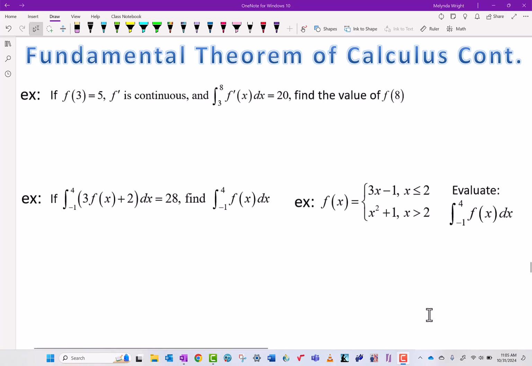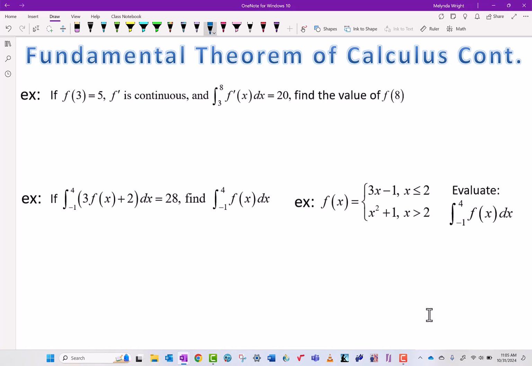All right, let's take a look at today's lesson. So we're going to do a couple of different things. We're going to do a continuation on the fundamental theorem, and then we have another exciting part where we're looking at scary Riemann sums. So let's start with the fundamental theorem continuation.